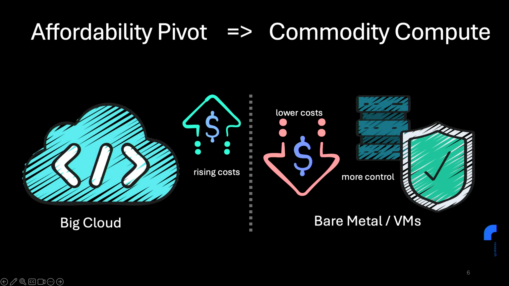The pivot was basically, we called it internally the affordability pivot, to commodity compute. So instead of using super expensive cloud infrastructure and building this elaborate platform that everybody is scared of, where it's another product in your company at that point, and for small companies this is not feasible, let's just try to create something in the middle.